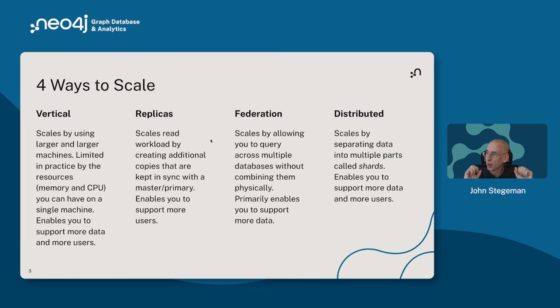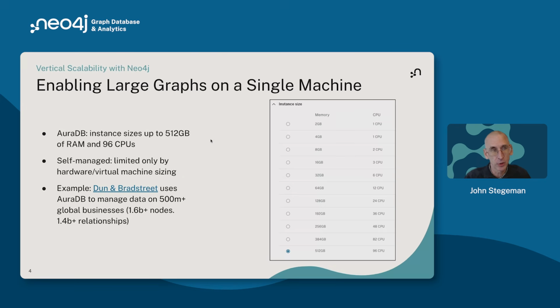Now I want to talk about how Neo4j scales with respect to these four categories. So first of all, vertical scalability. This, as I said, is probably the easiest way to scale. Vertical scalability, again, is just using larger machines. Now, Neo4j supports, in AuraDB, which is our hosted, fully managed database service, up to 96 CPUs and half of a terabyte of RAM, which is a pretty large machine. And that's literally, as you see here, just a matter of picking the instance size that you're looking for.